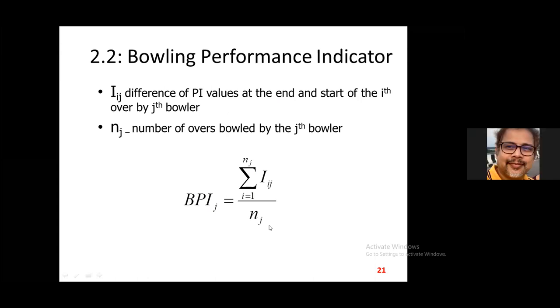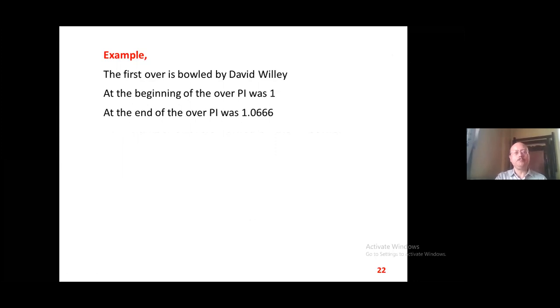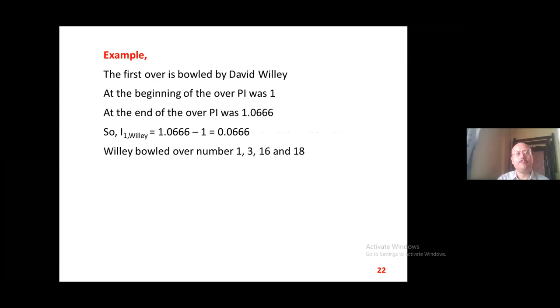All right. So this is the bowling performance indicator, and let us look at an example. This is David Willey bowling in the England-West Indies match. At the beginning of the first over, of course, the pressure index has to be one. By definition, it is one. At the end of the over, the index was 1.066. So Willey's contribution, or rather the cost, is 0.066.